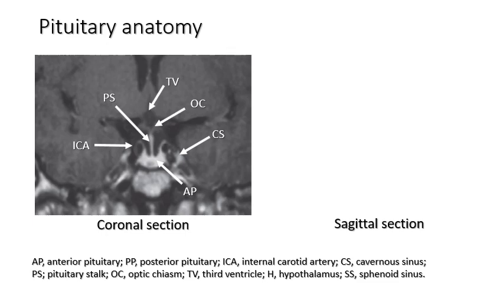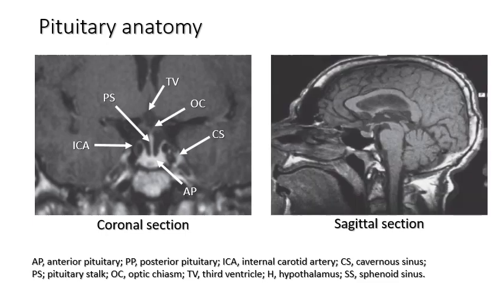And here is the position of the third ventricle. In the sagittal section of the pituitary gland, we can see here the anterior pituitary gland, and this bright spot in the image represents the neurohypophysis, or the posterior pituitary gland. Here is the optic chiasm, here is the hypothalamus, and below it its connection by the pituitary stalk, here is the third ventricle, and here are the sphenoid sinuses.